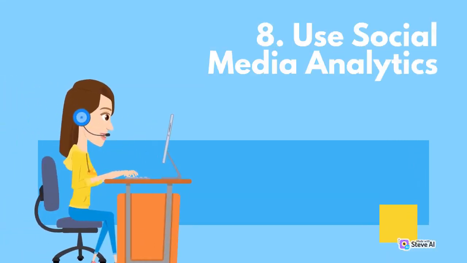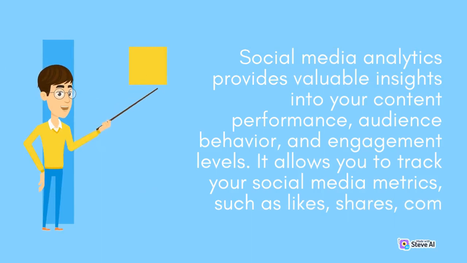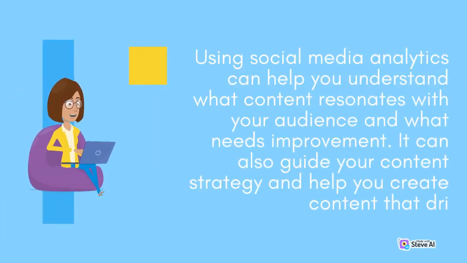8. Use social media analytics. Social media analytics provides valuable insights into your content performance, audience behavior, and engagement levels. It allows you to track your social media metrics, such as likes, shares, comments, and clicks. Using social media analytics can help you understand what content resonates with your audience and what needs improvement. It can also guide your content strategy and help you create content that drives best results.